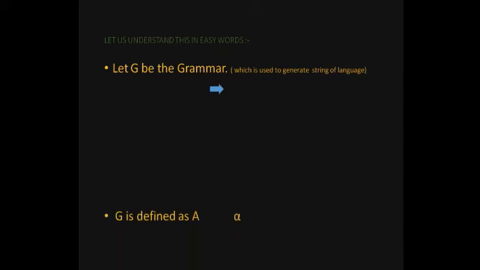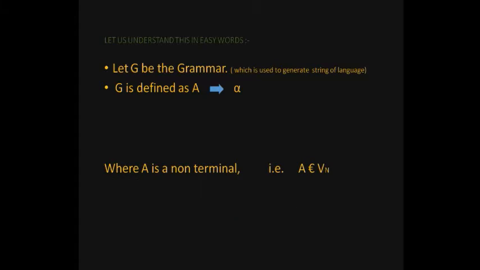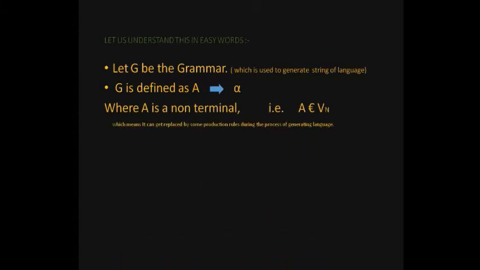It seems complicated, na? So we will try to understand it in easy words. As we all know, G is the grammar which is used to generate strings of a language. G is defined as A tends to alpha, where A is a non-terminal, that is A belongs to V_n, which means it can get replaced by some production rule during the process of generating a language.